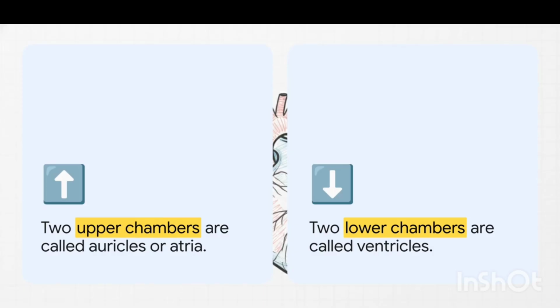You can think of it just like a 2-story house. We've got an upper level and a lower level. The top rooms are called auricles, but science loves an alias. You'll also hear these top 2 chambers referred to as atria. Actually, let's just make that super clear. Auricles or atria, they mean the exact same thing, the upper rooms. Right below them, making up the bottom floor, are the ventricles. So that's 2 on top and 2 on the bottom.